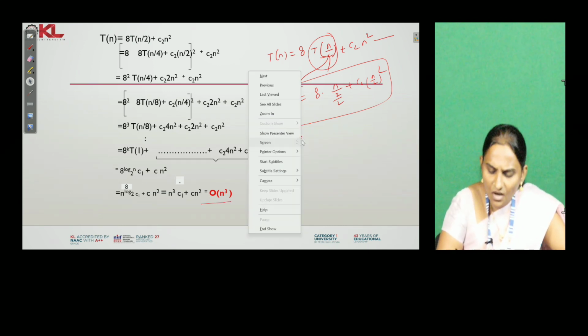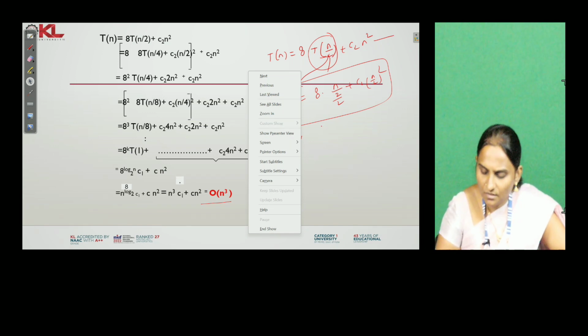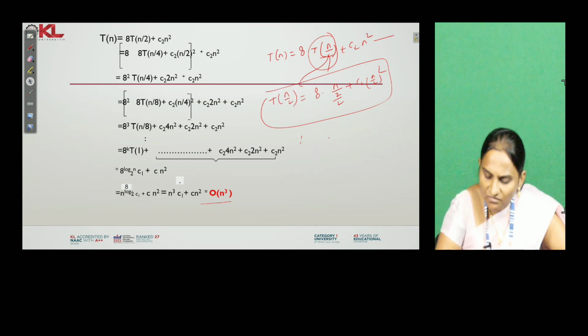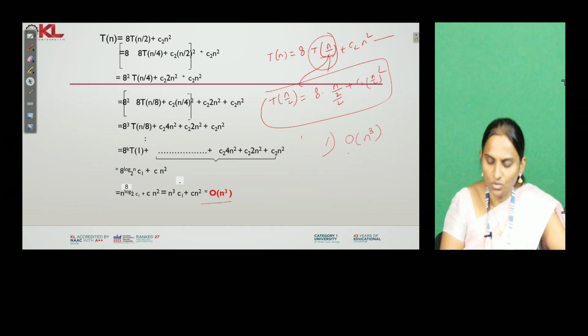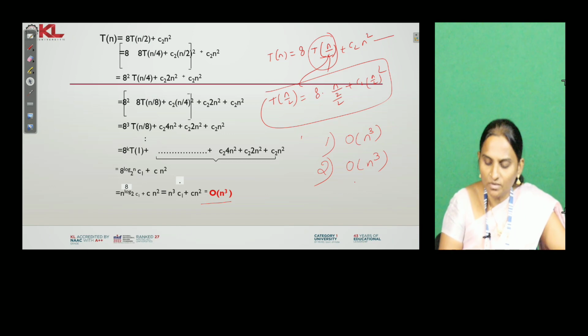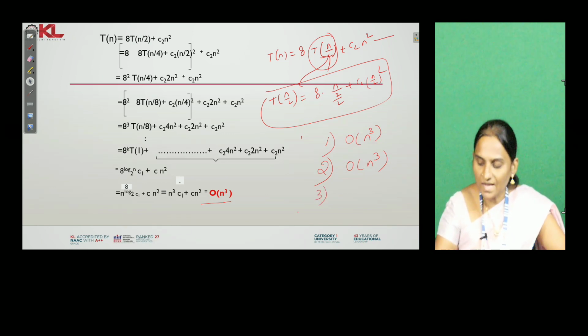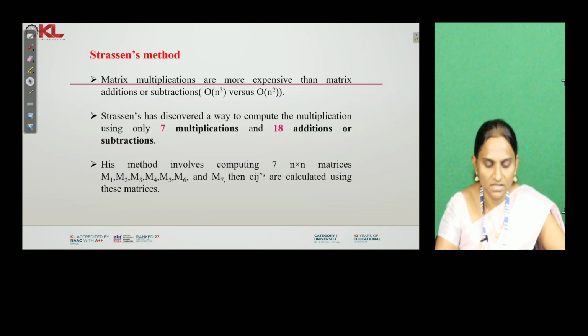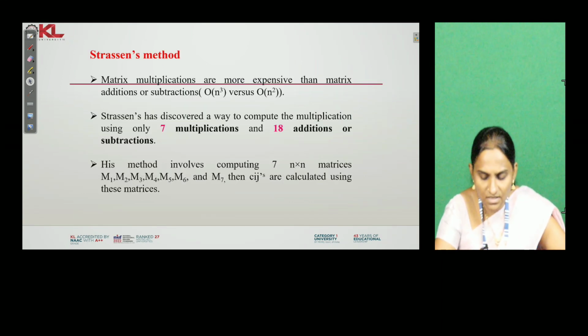So so far we have seen for the basic matrix multiplication the time complexity is order of n cube. Using divide and conquer also the time complexity is order of n cube only. So next we will see Strassen's matrix multiplication, and how Strassen has reduced the time complexity.